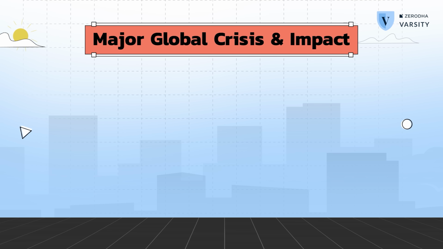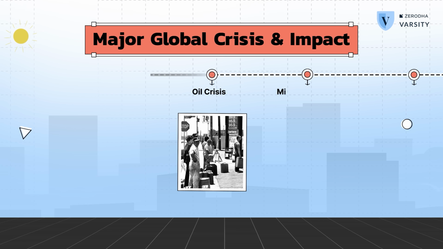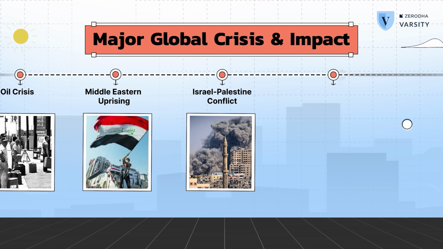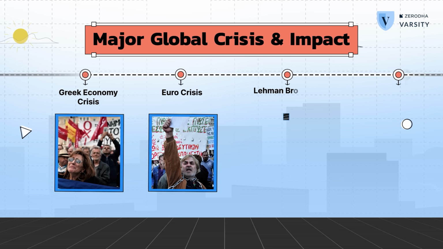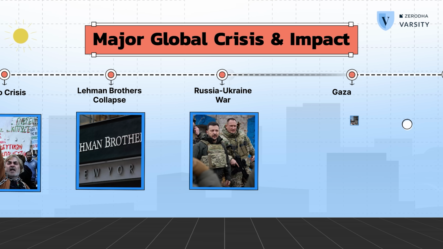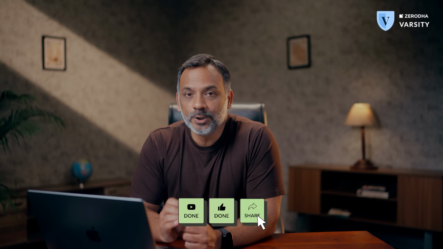Any event that disrupts the world order tends to increase gold prices. This is because gold is perceived as a safe haven. Almost all the major events in the past have impacted the price of gold. Think about it. The oil crisis, the Middle Eastern uprising, the Israel-Palestine issue, European migrant crisis, Greek economy, Euro crisis, Lehman Brothers, Russia-Ukraine war, Gaza issue, the list is never ending. The point to note here is that any geopolitical issue tends to increase the prices of gold. These are some of the things that you should pay attention to when analyzing gold fundamentally.